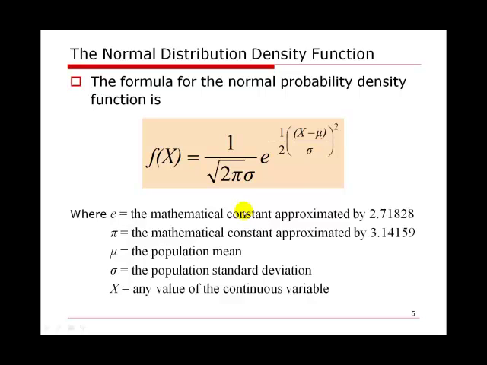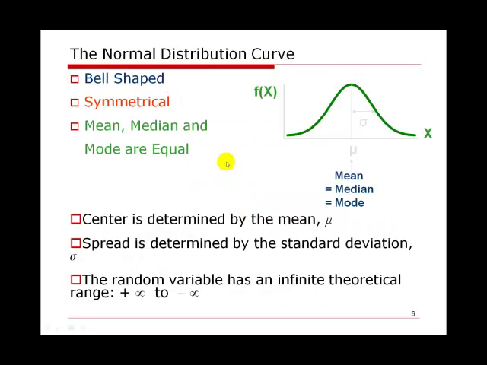Now, let's take a look at the probability density function and see how it looks. This is the normal distribution curve, usually the normal distribution curve of the probability density function. We can see from the chart that it is bell-shaped and symmetric, meaning the left side and the right side are the same. And the mean, median, and mode are equal. In the middle is the mean, the median, and the mode.